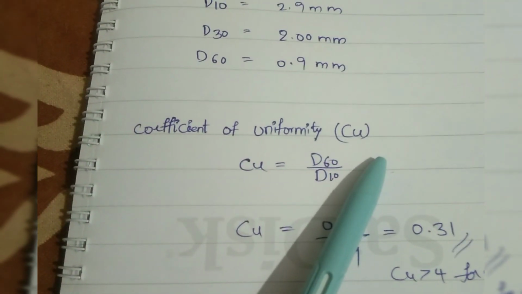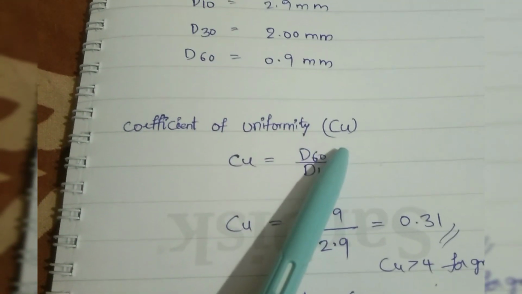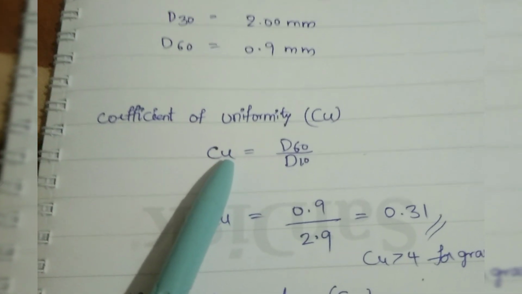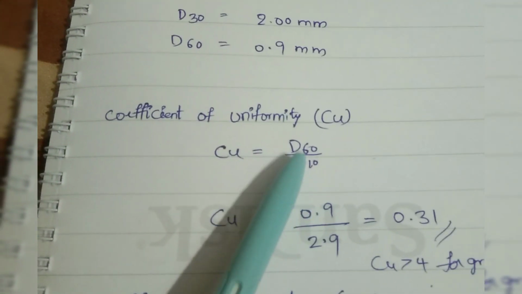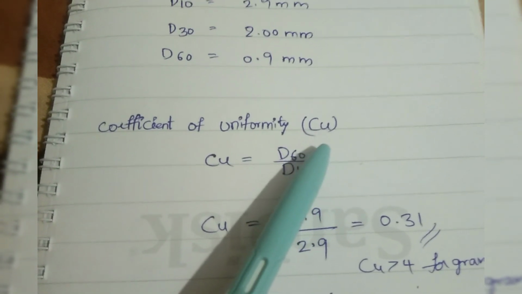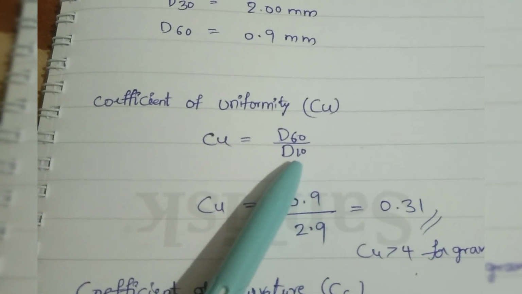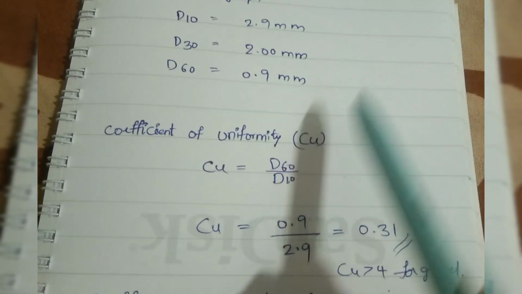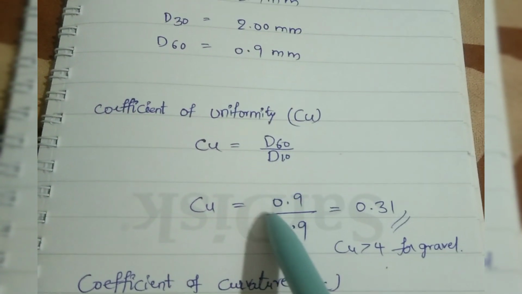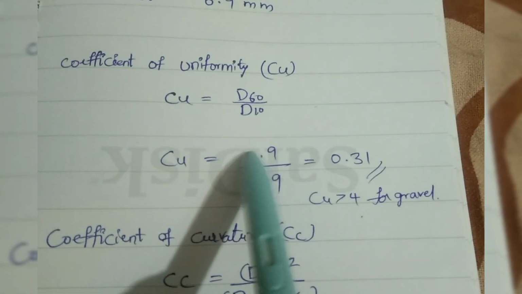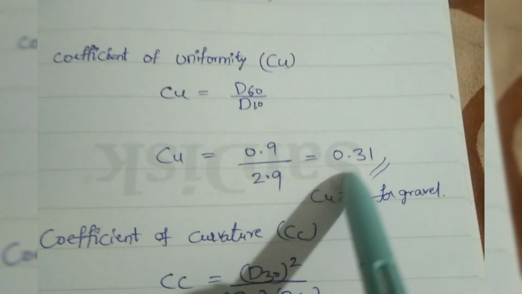Next we have to find the coefficient of uniformity, represented as Cu. We have the formula for that: Cu equals D60 by D10. D60 means 60% finer than the soil particle size, and D10 means 10% finer. Substitute the values: D60 is 0.9 and D10 is 2.9 mm. So 0.9 divided by 2.9 equals 0.31.